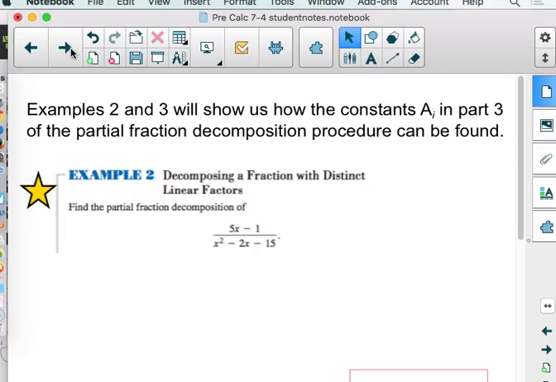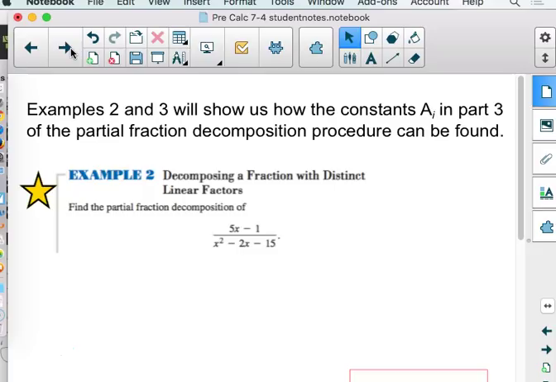So examples 2 and 3 will show us how those constants, and again, the book uses a sub 1, a sub 2, a sub 3. We're not going to do that. It's much easier to keep track of everything with A, B, C, and D. And it shows us how to use those constants in part 3 of the partial fraction decomposition procedure and how we can find those.